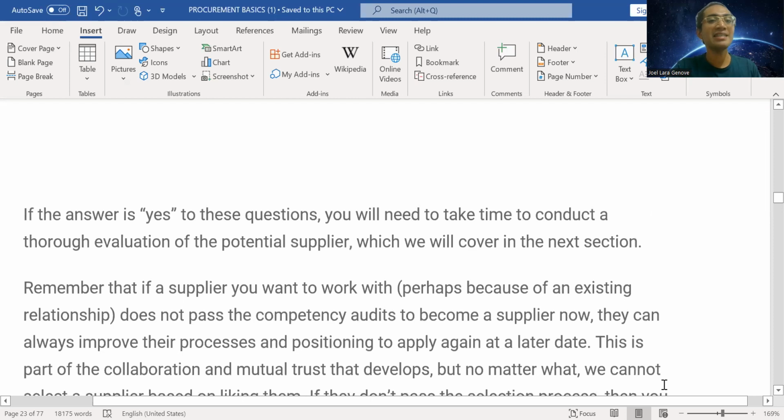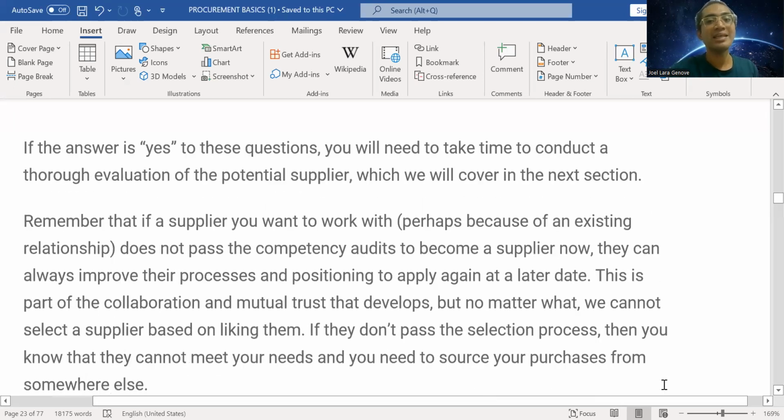If the answer is yes to these questions, you will need to take time to conduct a thorough evaluation of the potential supplier, which we will cover in the next section. Remember that if a supplier you want to work with, perhaps because of an existing relationship, does not pass the competency audits to become a supplier now, they can always improve their processes and positioning to apply again at a later date.